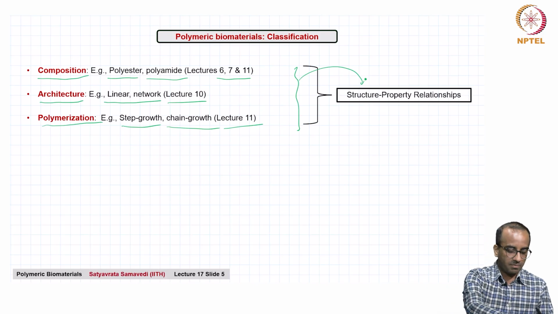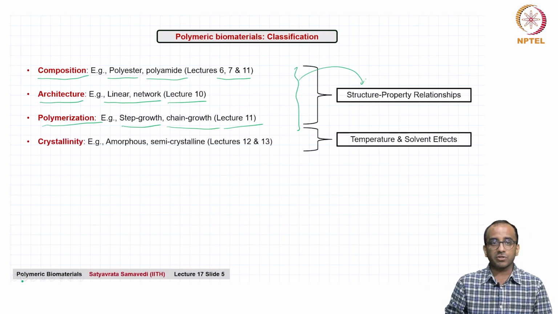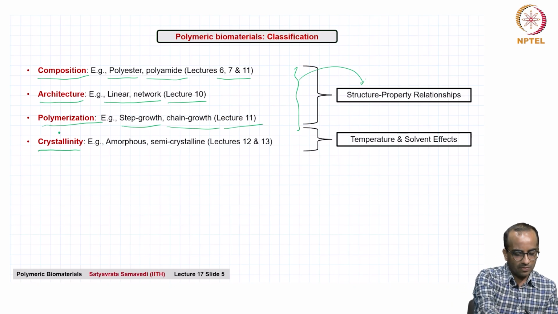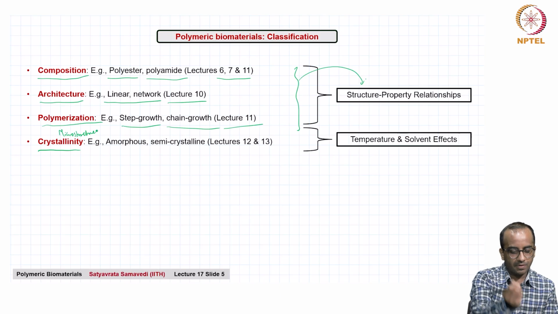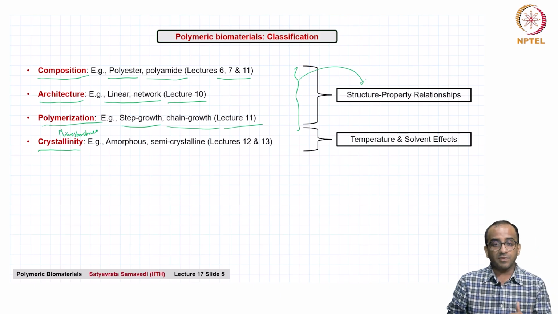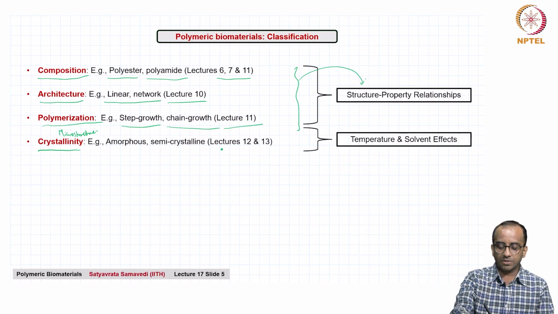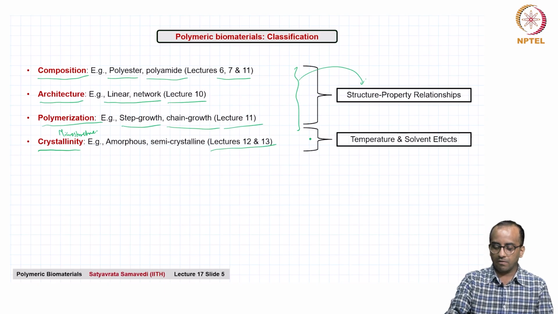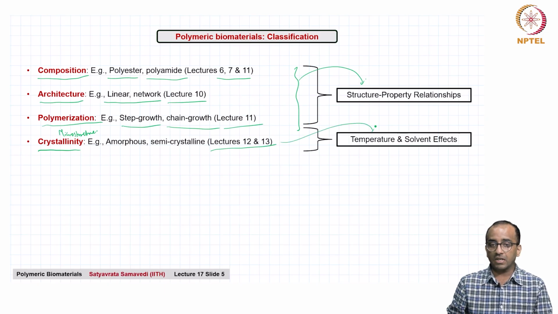You can also classify polymers based on microstructure or crystallinity, as amorphous or semicrystalline, which was the topic of lectures 12 and 13, where we looked at this in the context of temperature and solvent effects.